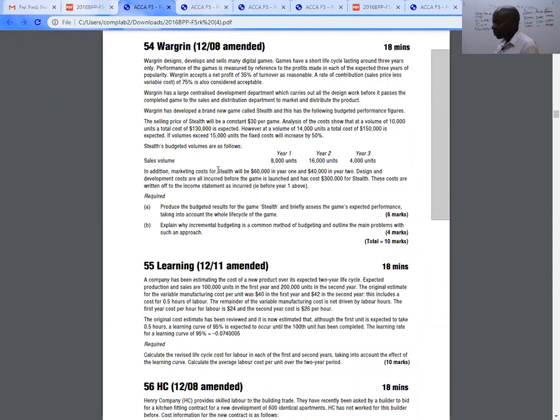Other than this marketing cost, what else do we have? Design and development costs. They are telling us 300,000 for steel. These costs are written off to the income statement as incurred before year one above. So we have here before year one above, 300,000. Nothing really here, nothing there. So 300,000 here. All these are expenses which we need to capture in brackets.